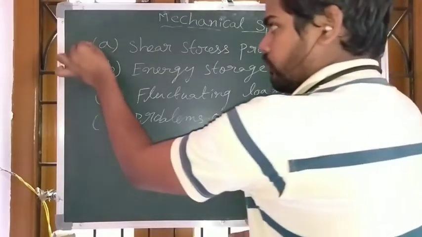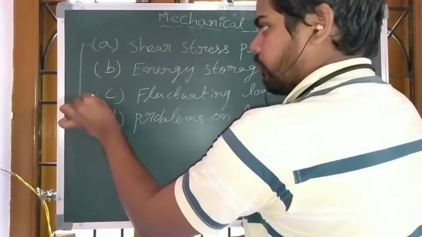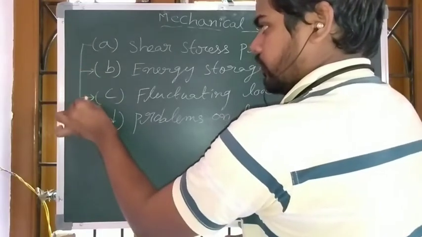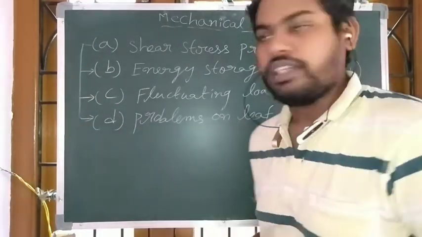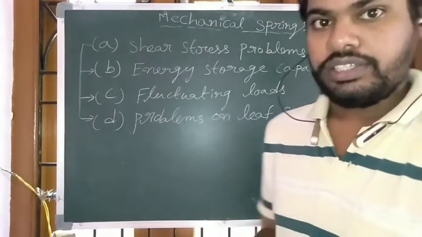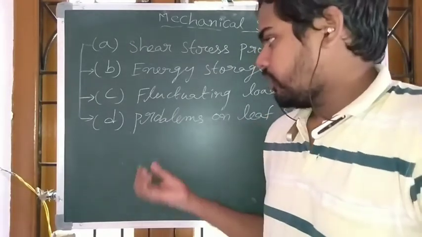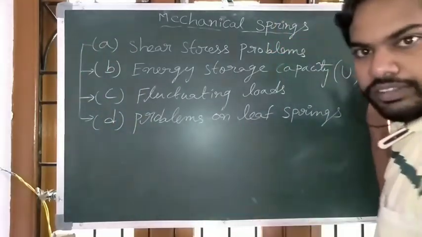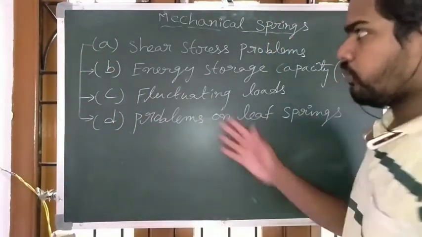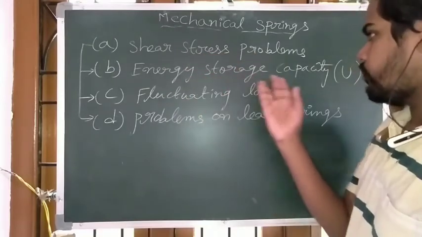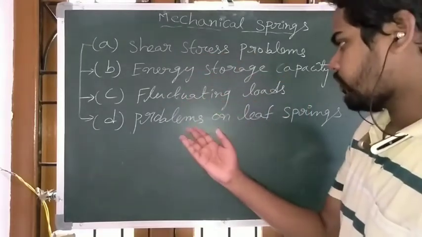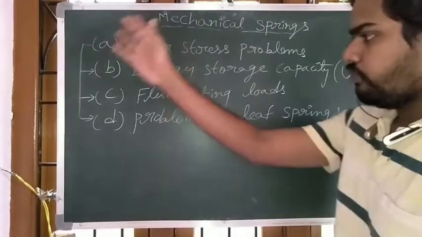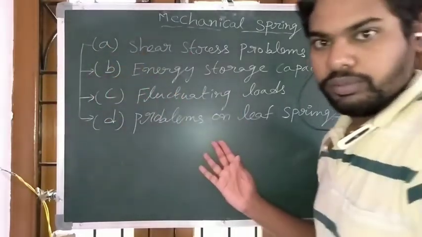So you can expect this type of models in your final exams, especially in the JNTK syllabus. So totally 4 models, from which problems can come to you. The 4 models are: shear stress problems, energy storage capacity, fluctuating load problems, and problems on leaf springs. From these 4 types of models, problems will come to you.